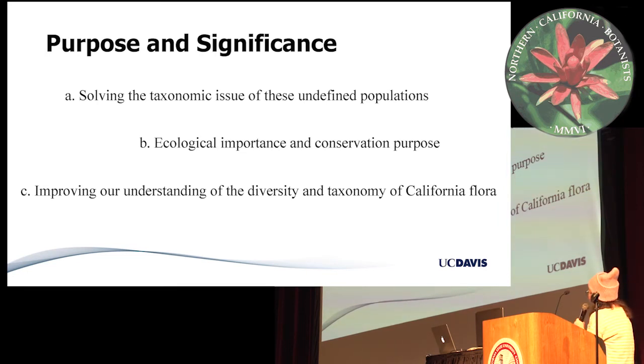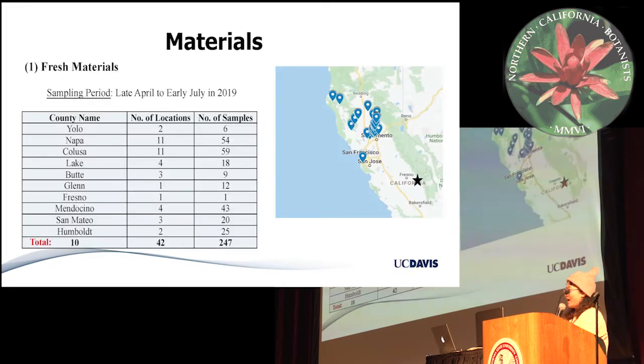Also, if those populations could be identified as a new species, then we can improve our understanding of the diversity and taxonomy of the California flora in the future. So that's also another good thing. To start our project, we tried to collect individuals that could be identified as either Sidalcea or Sidalcea diplocypha based on the Jepson Manual, from as many locations and counties as we could.